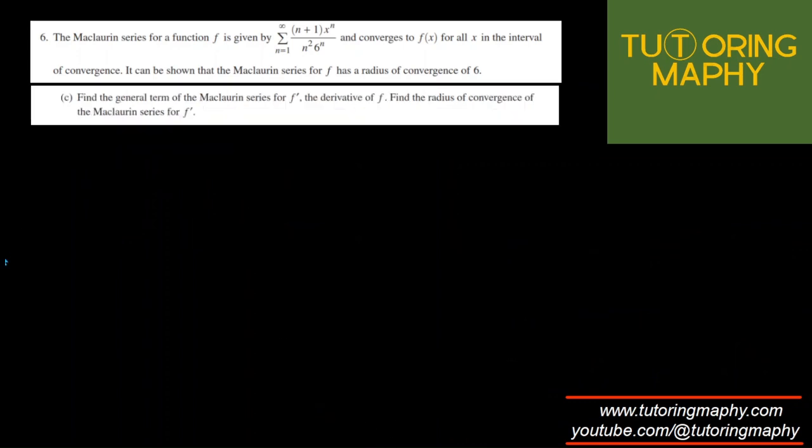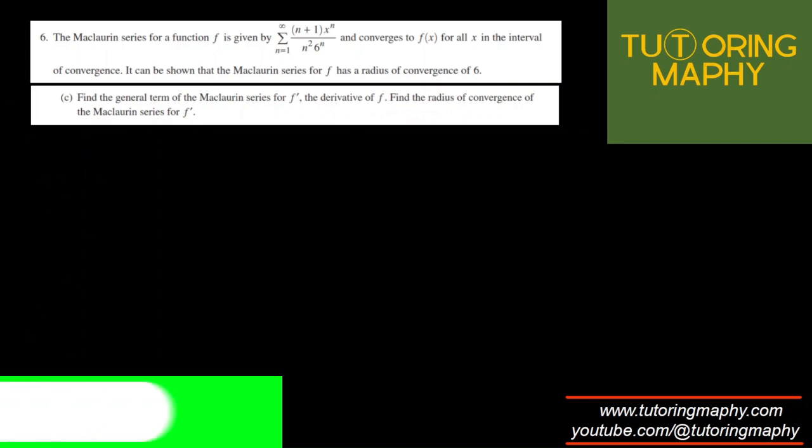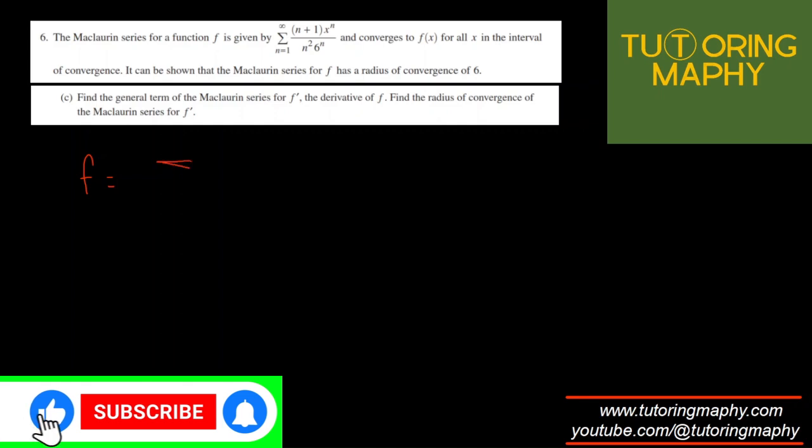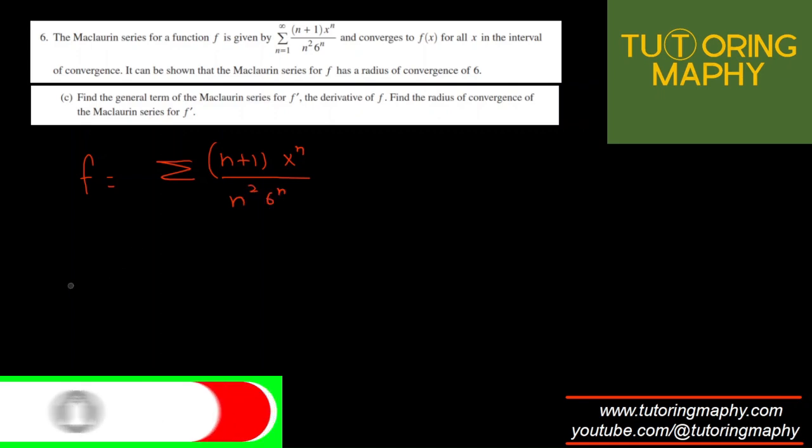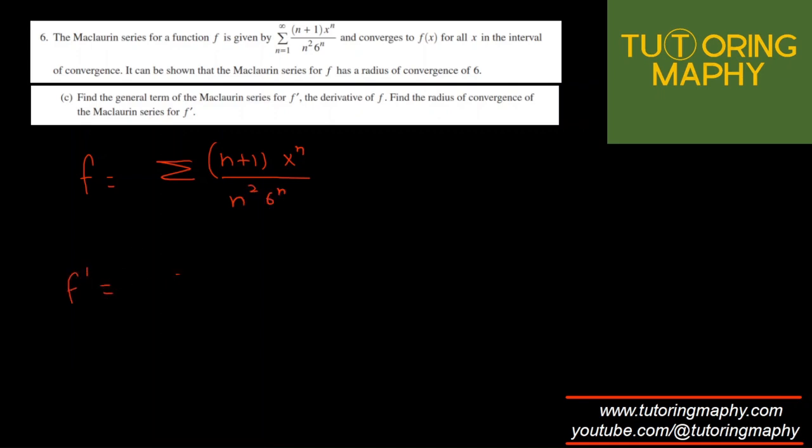The next one is talking about find the general term of the Maclaurin series of f prime and then the radius of convergence of f prime. So that's pretty straightforward. All we have to do is just take the derivative. So f is given as sigma of, I'm not writing the bounds, I think that's understood, x^n over n squared times 6 raised to n. So f prime is going to be, sigma remains as it is, the n family is untouched because the derivative is of x, and this x is just gone. It's n x^(n-1).